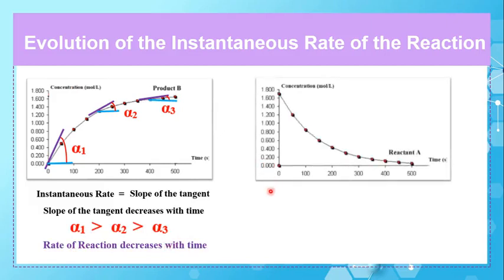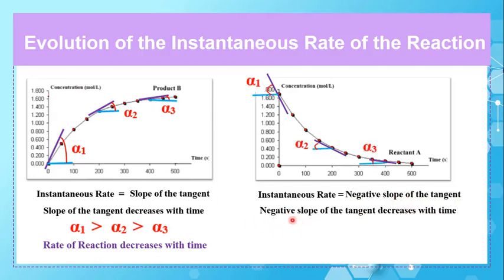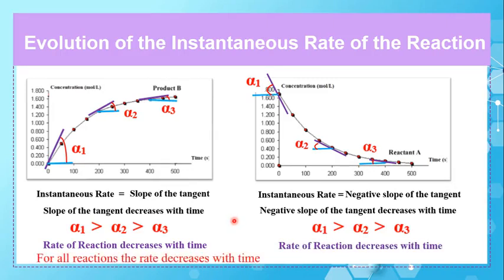If we are given a kinetic curve of a reactant, we also draw 3 tangents. We give the definition by saying the instantaneous rate is equal to the negative slope of the tangent, and we draw the slope, and by saying the negative slope of the tangent decreases with time, alpha 1 is bigger than alpha 2 bigger than alpha 3, so the rate of reaction decreases with time. Please always remember that for all reactions, rate decreases with time.